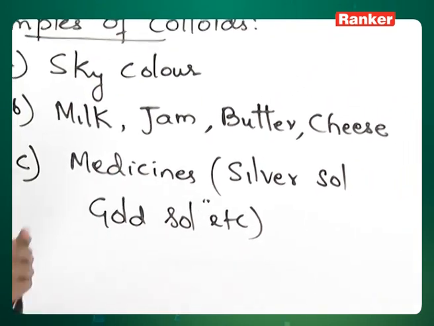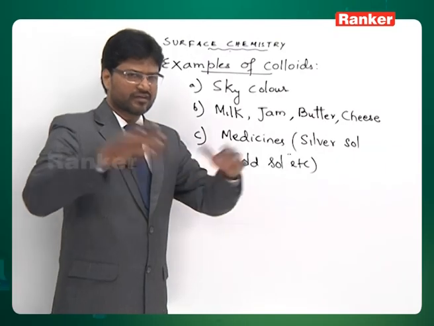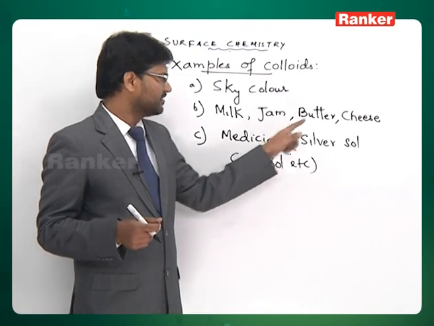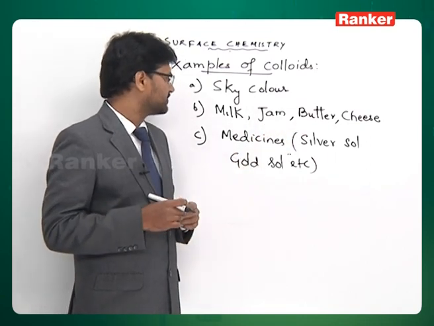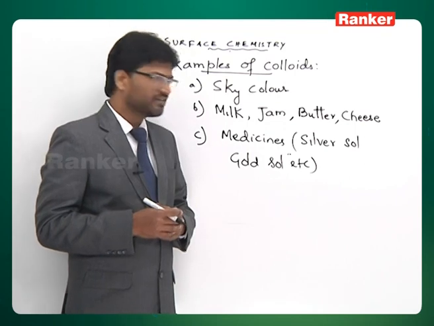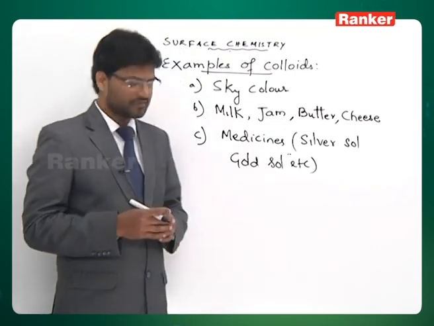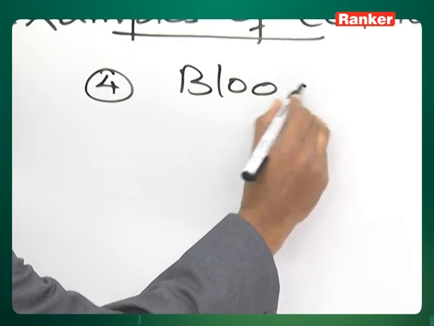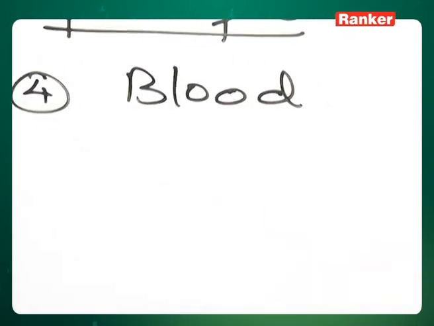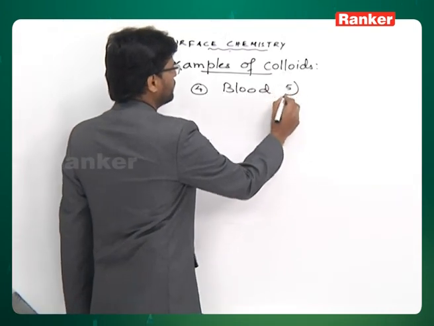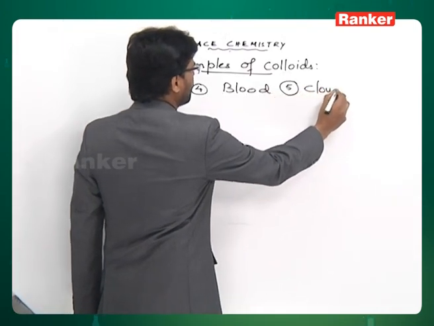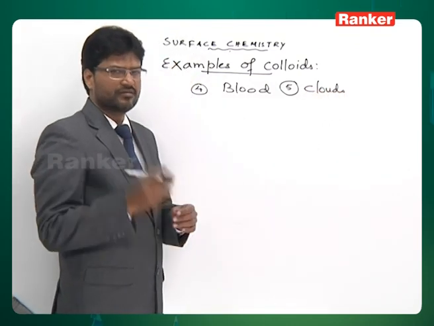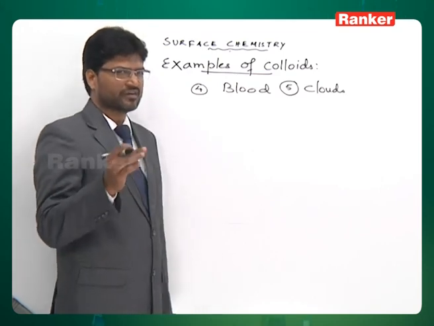Sky, the blue color of the sky is due to atmospheric air forming a colloidal solution due to dust particles. Milk, jam, these are the food items which are again colloids. Some medicines are colloidal substances like silver sol, gold sol. Other examples are our blood, which is a colloidal solution, and you have clouds. Clouds are also colloids. Clouds are aerosols. In the air you have small water droplets which are of colloidal dimension.